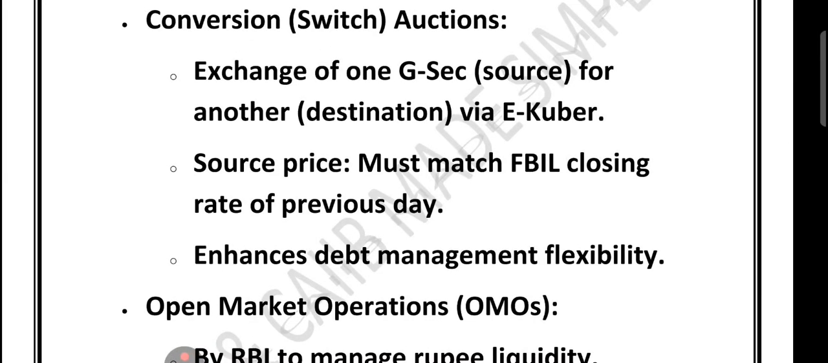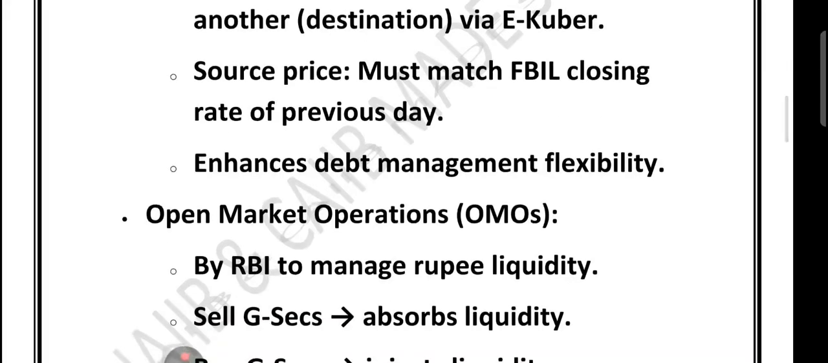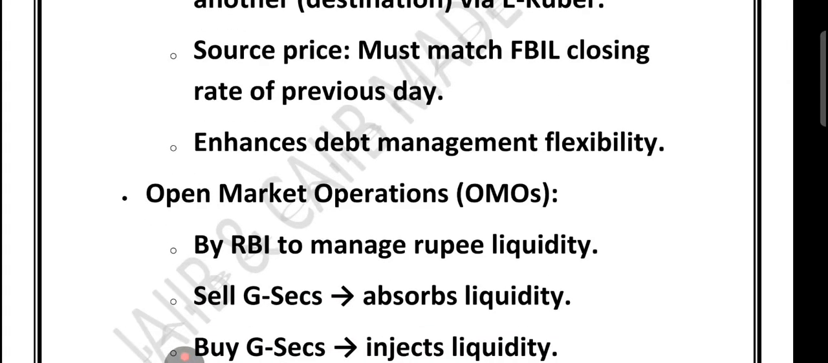The RBI allows investors to swap one government security, called the source, for another, called the destination, through the e-Kuber platform. Right? See, swapping is happening. Swapping between what? One government security called the source, the other called the destination. So we are swapping source versus destination through the e-Kuber platform. And the price of the source bond must match the FBIL closing rate from the previous day. This keeps things fair and transparent. It helps the government manage debt maturity better and provides more flexibility in handling the repayment.